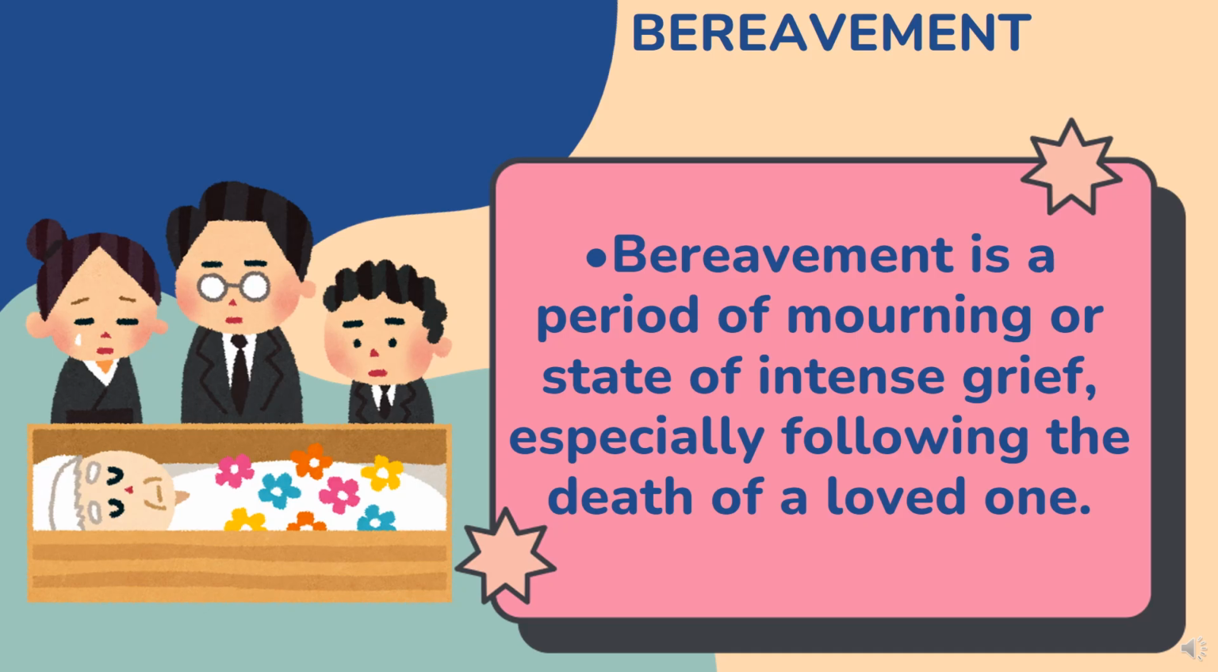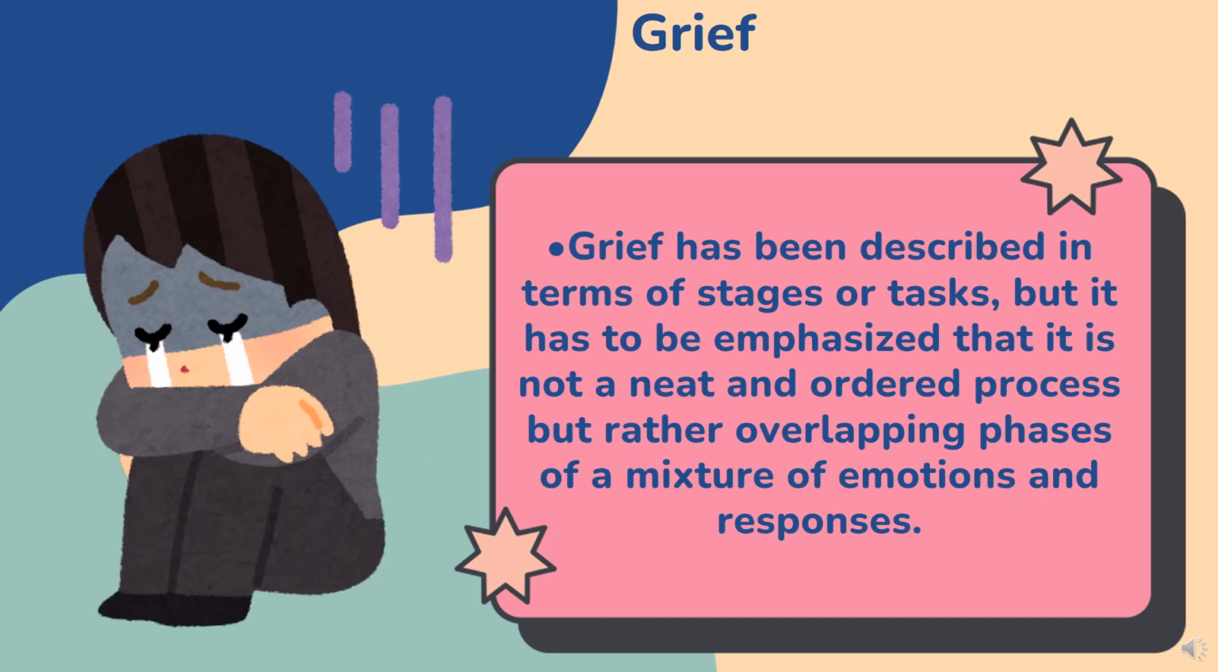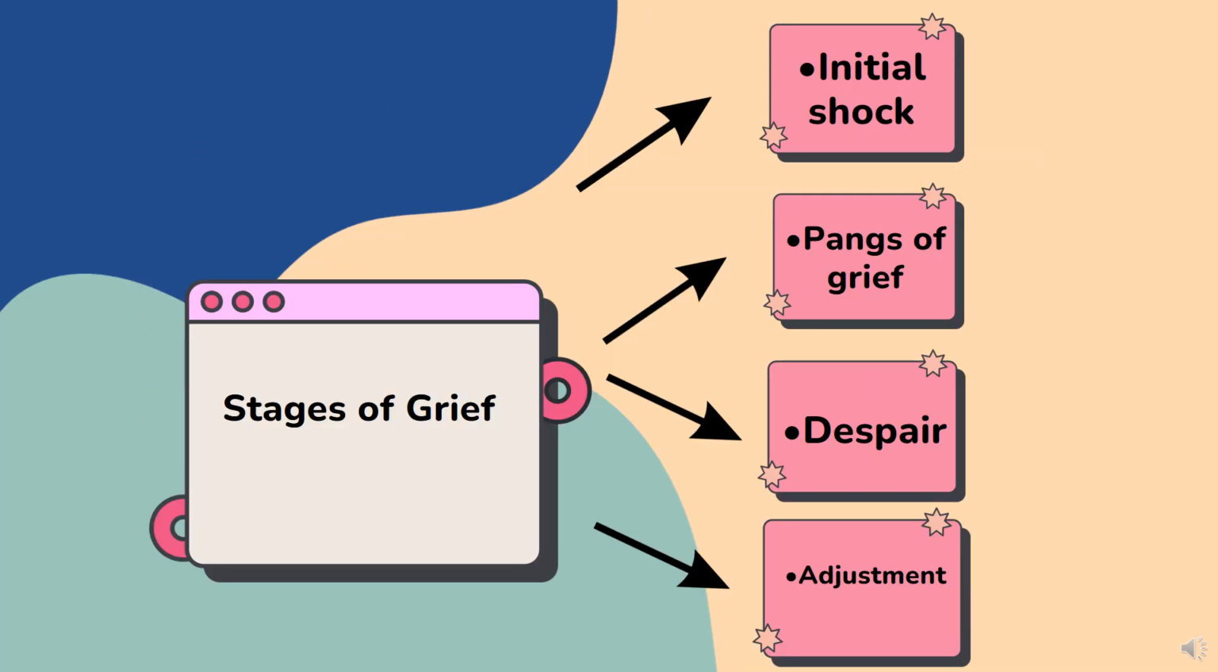Next is bereavement. Bereavement is a period of mourning or state of intense grief, especially following death of a loved one. Grief has been described in terms of stages or tasks, but it has to be emphasized that it is not a neat and orderly process, but rather overlapping phases of a mixture of emotions and responses. Stages of grief: initial shock, pangs of grief, despair, adjustment.